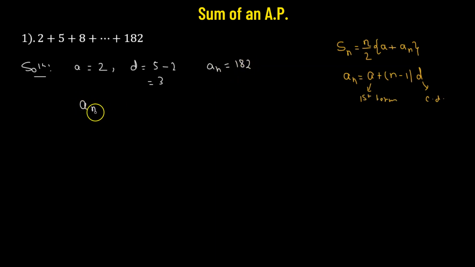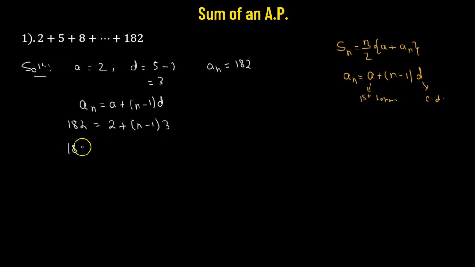Now we can use the formula a_n equals a plus (n minus 1) times d. In place of a_n, we have 182. So this will equal the first term, which is 2, plus (n minus 1) times the common difference d, which is 3. We can solve this equation to obtain the value of n, which will be the number of terms in this arithmetic progression.